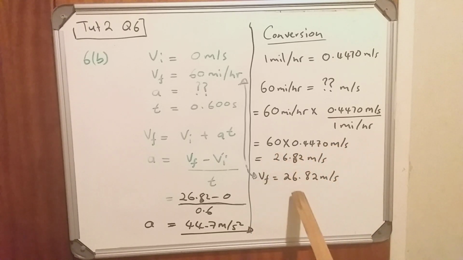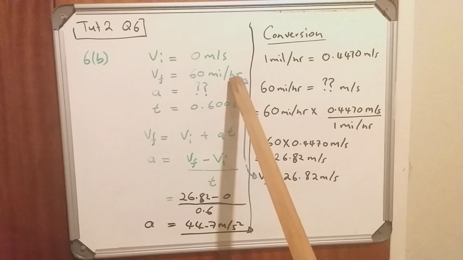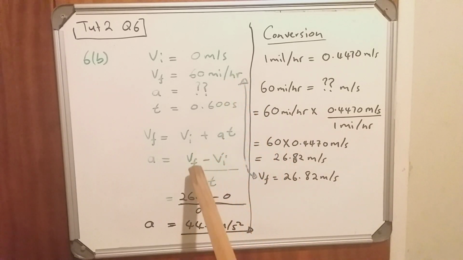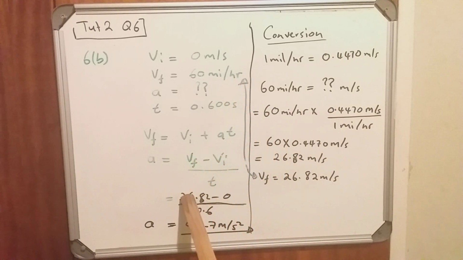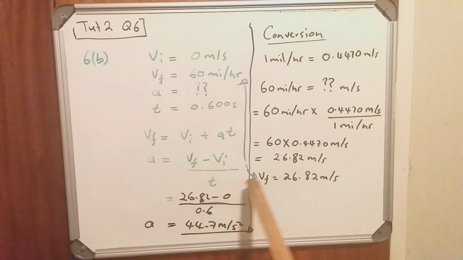Then our final velocity, which we are going to put here, there, and also there, is going to be 26.82 meters per second. We divide it by 0.6, and what are we going to get? 44.7 meters per second squared.